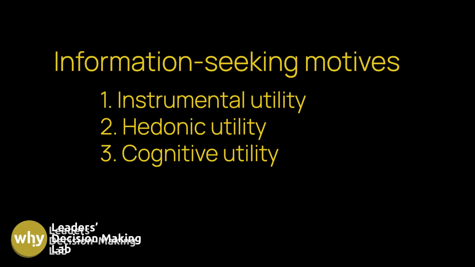To sum up, humans' information-seeking behavior is driven by three key motives: instrumental utility, hedonic utility, and cognitive utility. The three motives shape how we seek, process, and respond to information. Interestingly, there are significant individual differences in how much weight people give to each of these three motives. Research suggests that about 1/3 of people strongly prioritize one motive over the others.